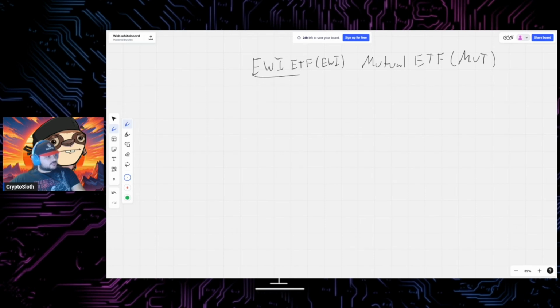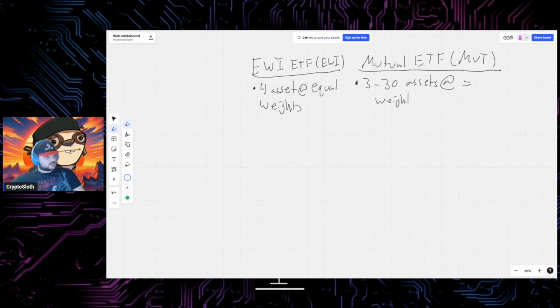So the main difference between the two is that the EWI ETFs are comprised of 4 assets at equal weights. And the mutual ETFs are between 3 to, I believe, 30 assets, also at equal weights. So the general way that this protocol works is you have a base currency or a base asset. In the example, we're just going to use DAI.